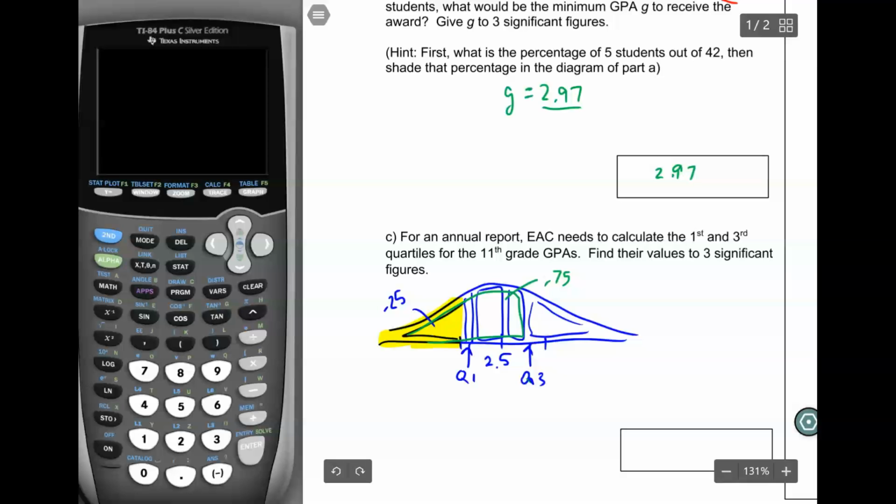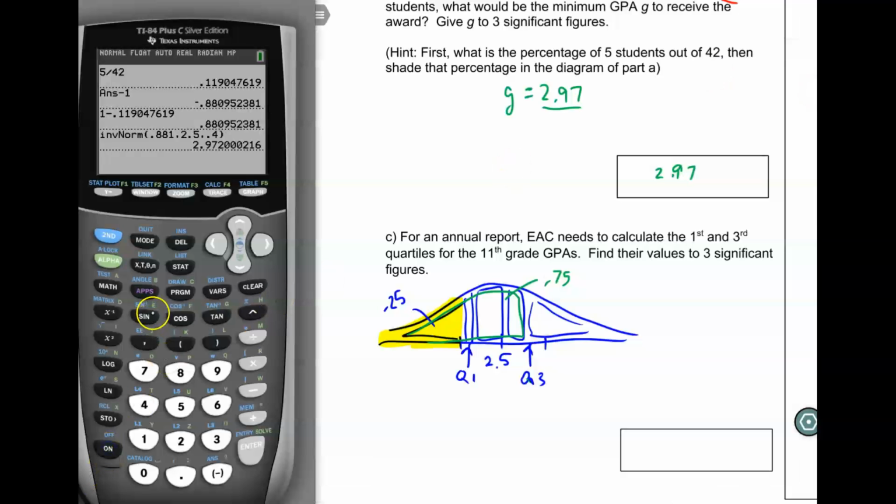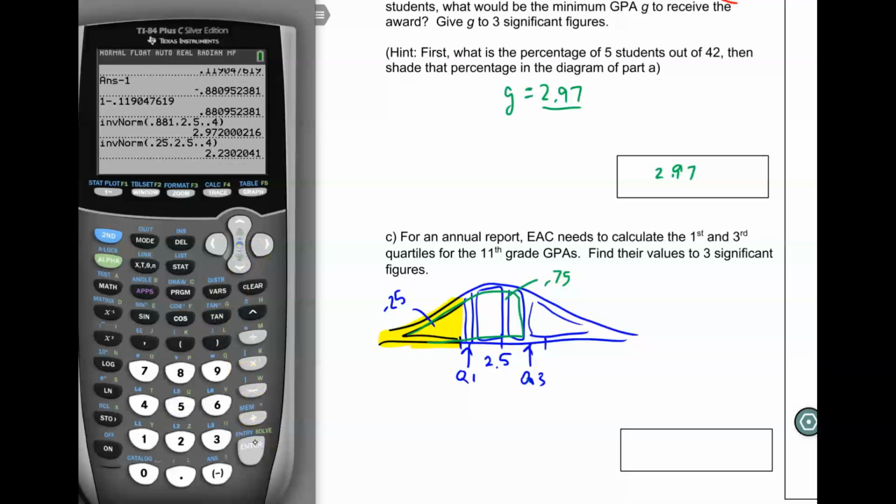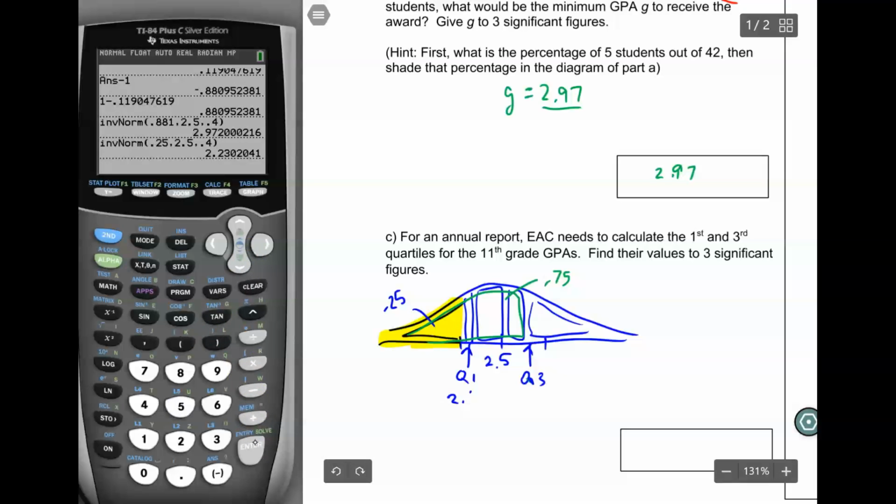So let's do that. We're going to turn on the calculator, and we're going to do second distribution, inverse norm. And I'm going to put 0.25 for the area, the yellow area, and I leave mu and sigma the same, and this is going to give me a value for Q1, which is going to be 2.23. That's the Q1 GPA. And if I want to figure out the Q3 GPA, I put in 0.75.